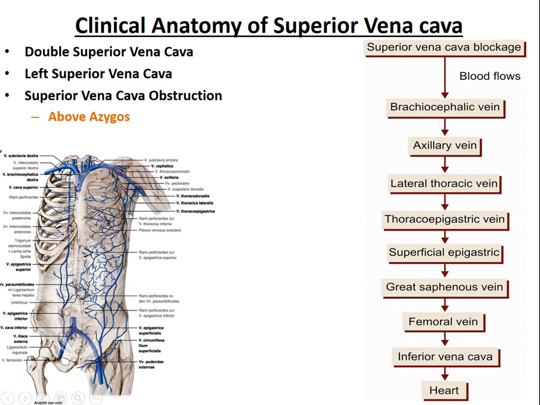In addition, the superficial channel is also there, where the axillary vein has the lateral thoracic vein, while the great saphenous vein has the superficial epigastric vein, and both are connected by the thoracoepigastric vein. So from lateral thoracic to thoracoepigastric to superficial epigastric, it ultimately reaches the femoral vein, to the common iliac, to the inferior vena cava, to the heart.